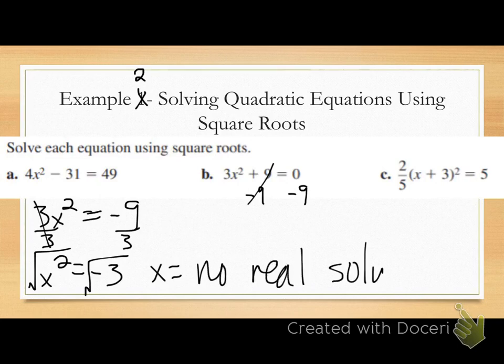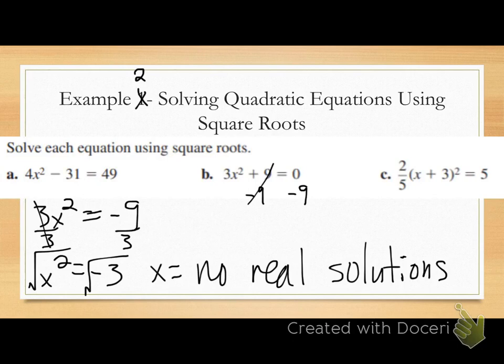And here's why we have to say no real solutions. Later on in this class, we're going to learn about imaginary numbers. With imaginary numbers, we can take square roots of negatives. But right now, today, we're just talking about real numbers. So there's no real number that I can multiply by itself to give me negative 3. So this is no real solutions. Does that make sense for our real numbers?